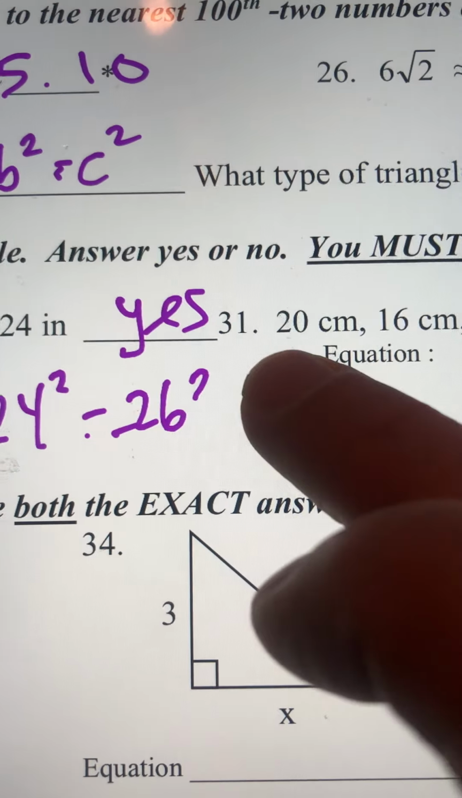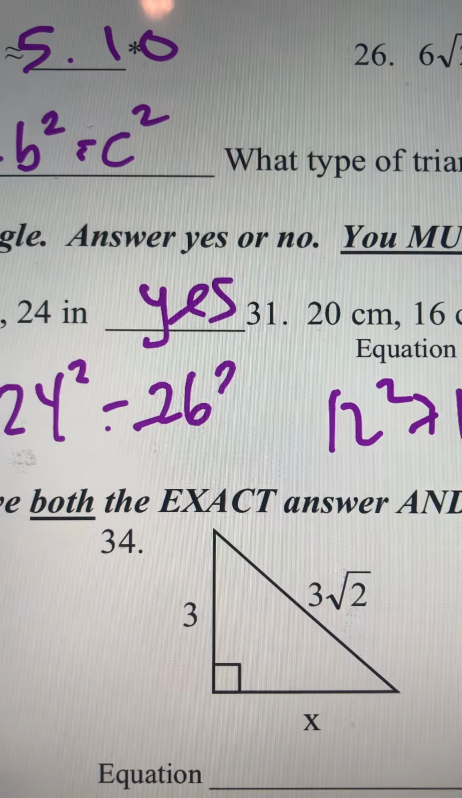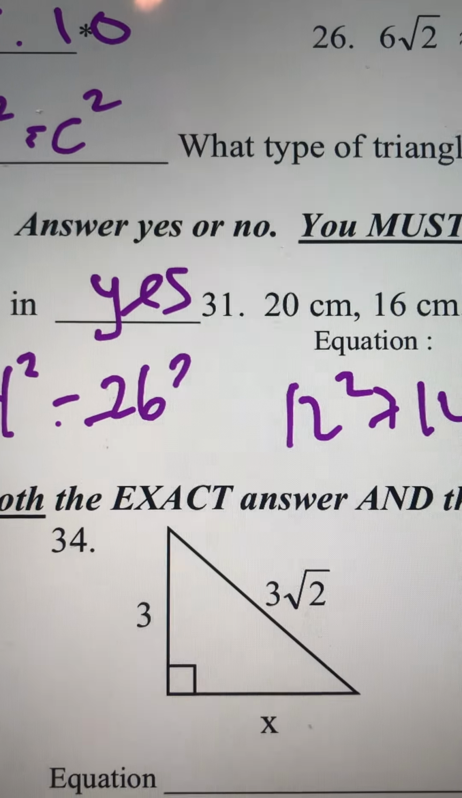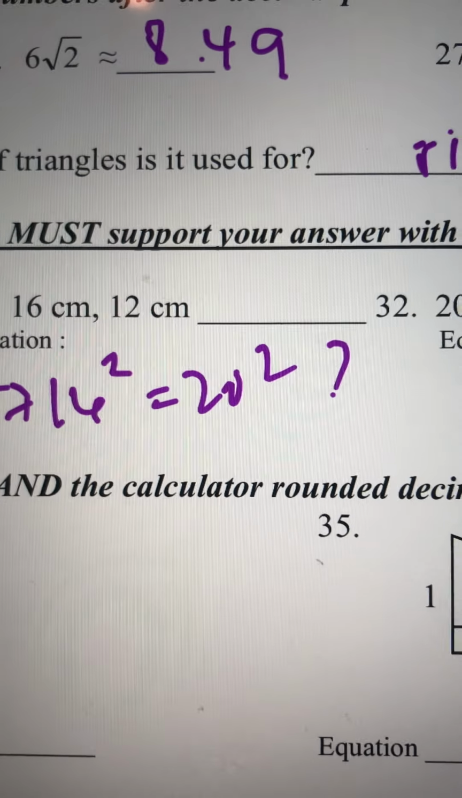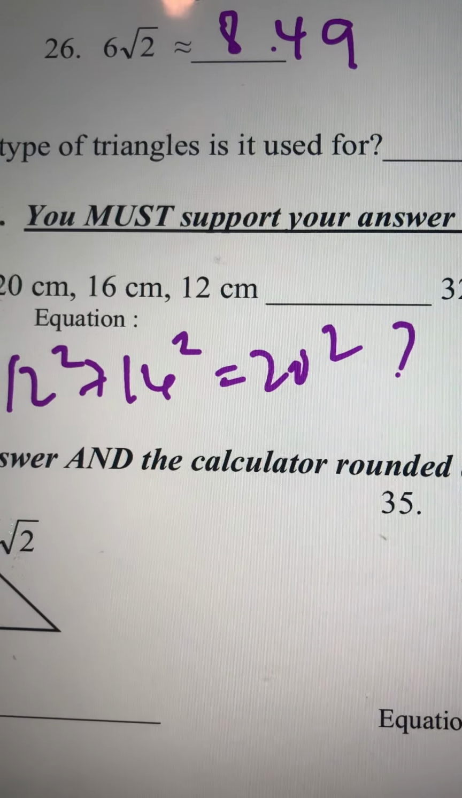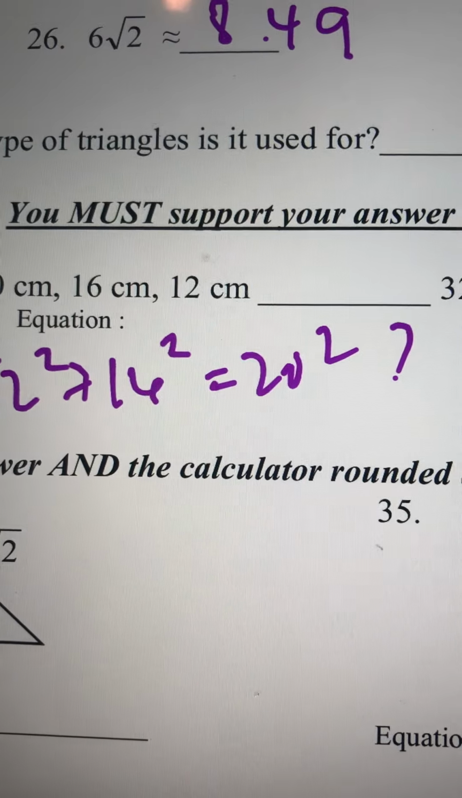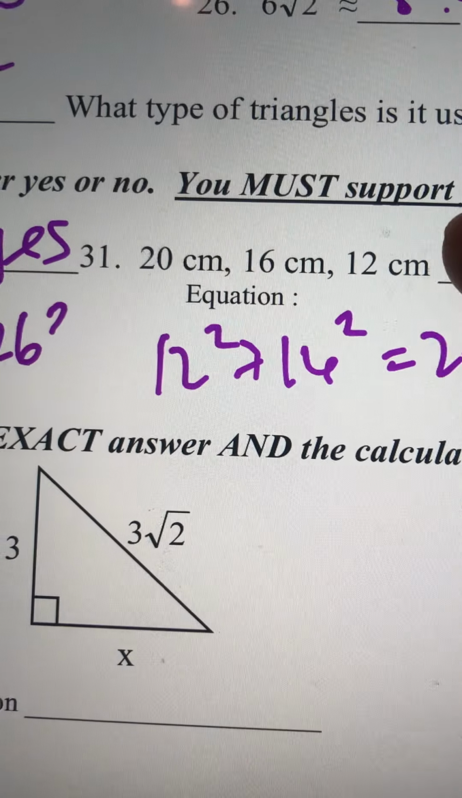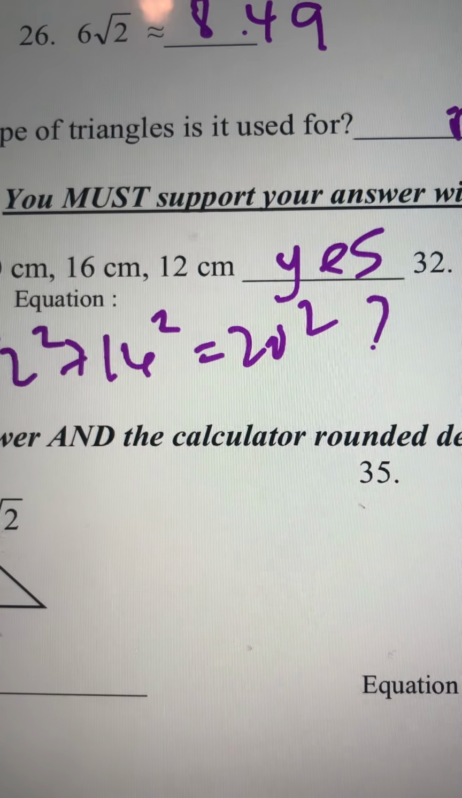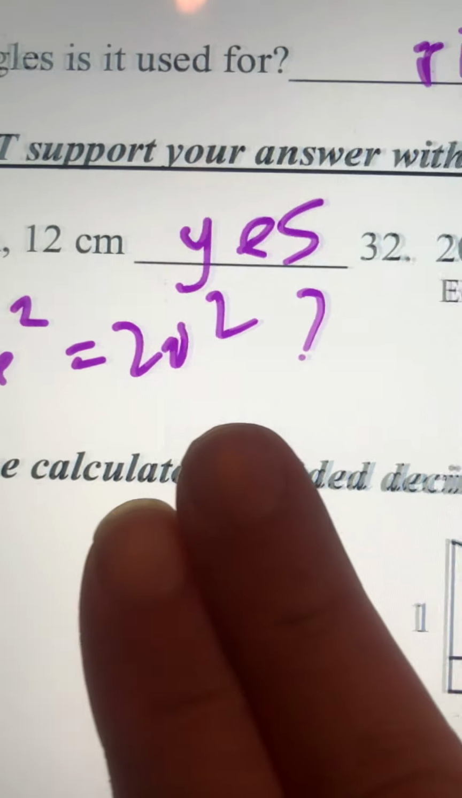I don't think the next one works. I don't know, maybe it does. 12 squared plus 16 squared, does that equal 20 squared? So 144 plus 256, does that equal 20 squared? Yes, it actually does. Yes, it equals 400. I'm just showing that on my calculator.